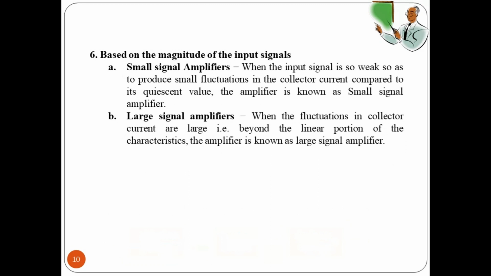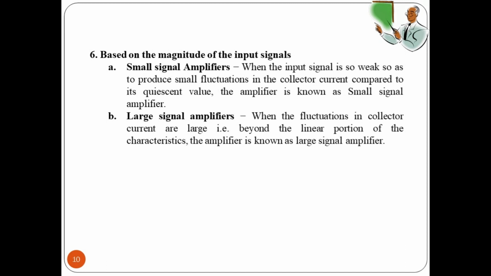Based on the magnitude of the input signal applied, they can be categorized as small signal and large signal amplifiers. When the input signal is so weak as to produce small fluctuations in the collector current compared to its quiescent value, the amplifier is known as a small signal amplifier. When the fluctuations in collector current are large, beyond the linear portion of the characteristics, the amplifier is known as a large signal amplifier.